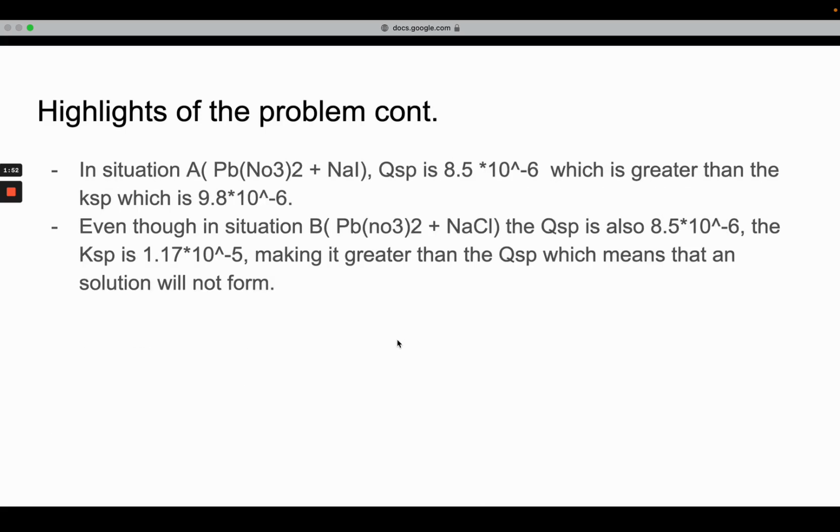In situation A, the QSP is 8.5 times 10 to the minus 6, which is greater than the KSP, which is 9.8 times 10 to the minus 9. Even though in situation B, the QSP is also 8.5 times 10 to the minus 6, the KSP is 1.17 times 10 to the minus 5, making it greater than QSP, which means that a precipitate will not form. Well, it will form in solution A.